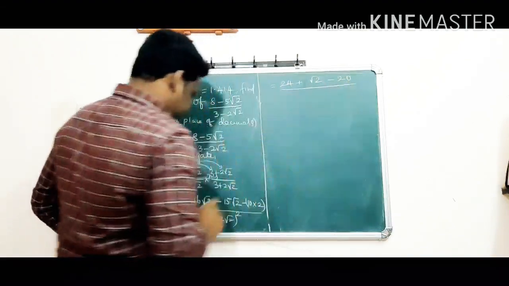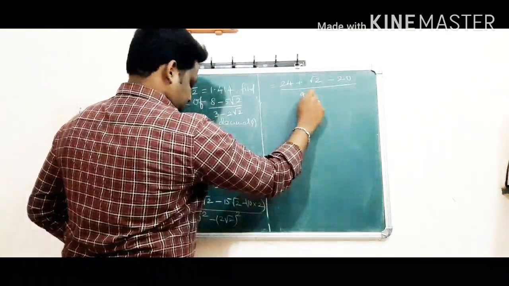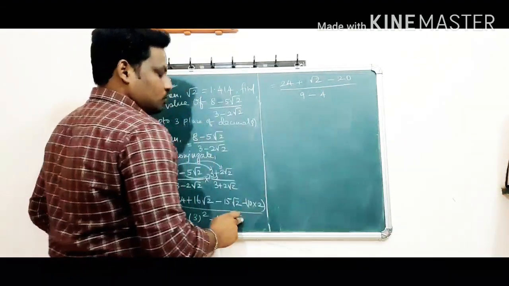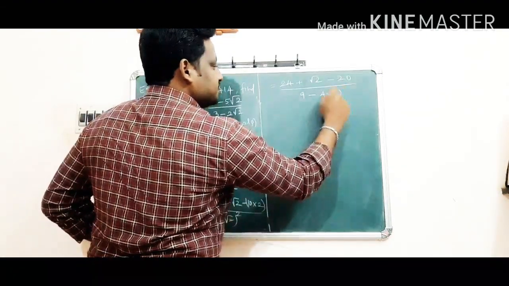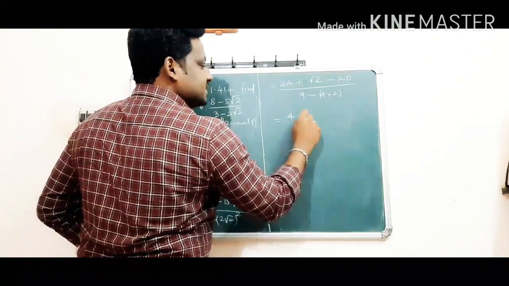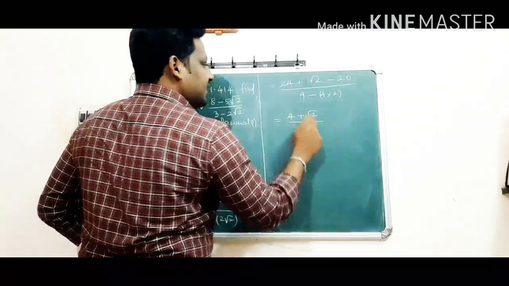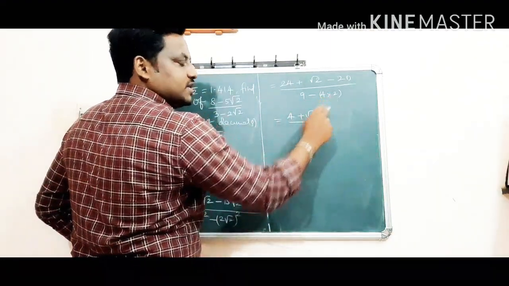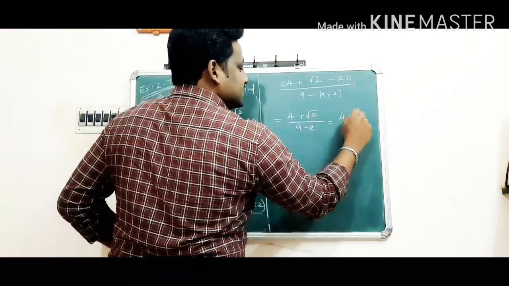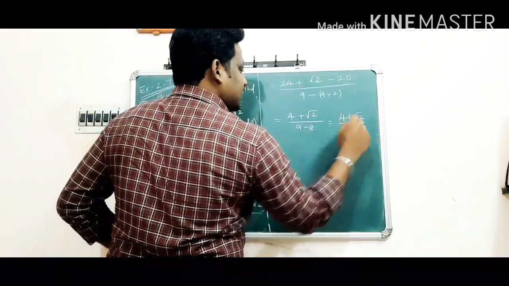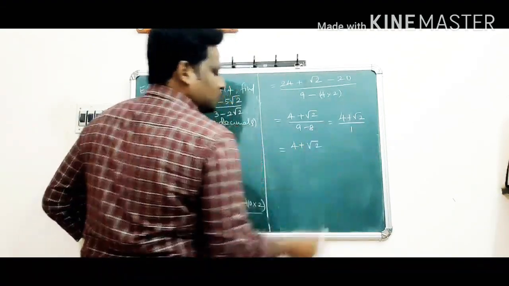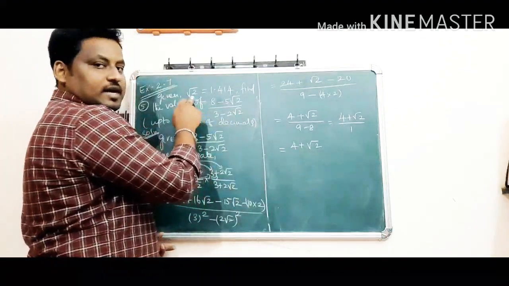The whole divided by 3 square is 9 minus 2 root 2 square is 4 times root 2 square, which is 2. That is equal to 24 minus 20, which is 4 plus root 2. The whole divided by 9 minus 4 2s are 8. So 9 minus 8 is equal to 1. So 4 plus root 2 divided by 1 is 4 plus root 2.